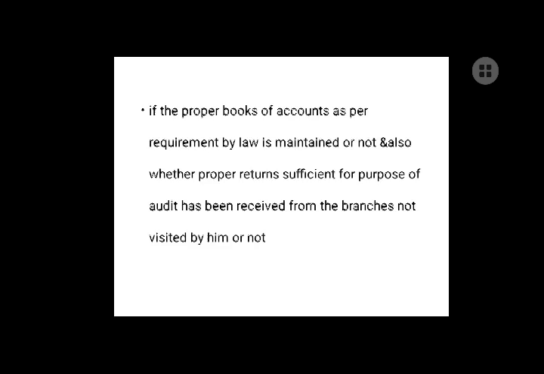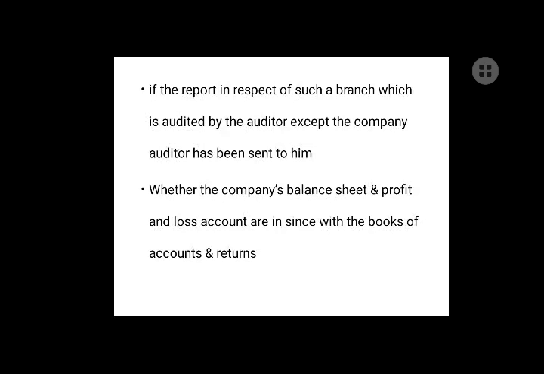If the report in respect of a branch which is audited by an auditor other than the company auditor has been sent to him. That means if a branch is audited by some other person, that report should be sent to the head office auditor, whether it is sent or not. And whether the company's balance sheet and profit and loss account are in sync with the books of accounts and returns, whether those are matching or there is a difference.